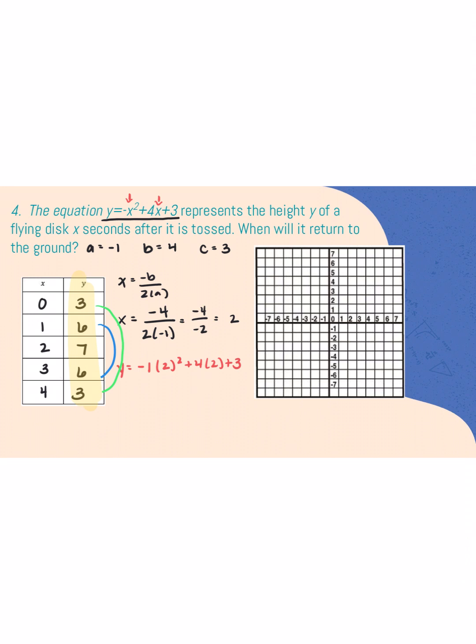So if we're at 0 and going up to 3, whoops, that's a highlighter. Don't want a highlighter, so let me get rid of that. So I'm going to go 0, and I'm at a positive 3, and then 1 and 6, and 2 and 7, and 3 and 6. Whoops, I'm totally off here. Let's try this again. So 1 and 6. There we go. 2 and 7, 3 and 6, and 4 and 3.